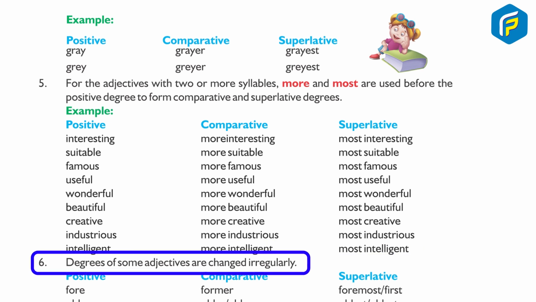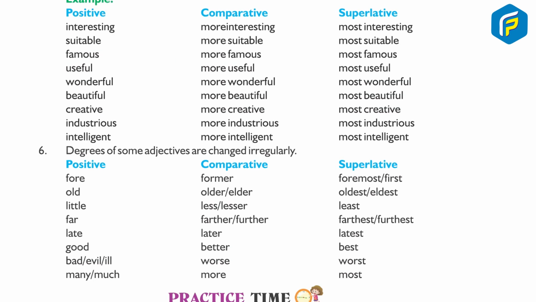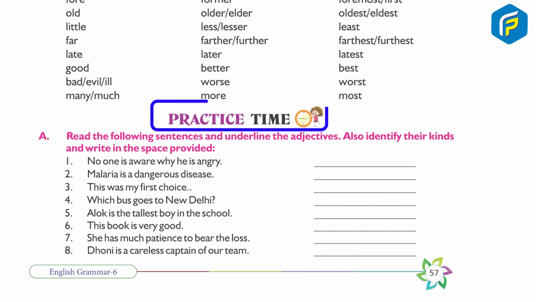6. Degrees of some adjectives are changed irregularly. Positive, comparative, superlative. Former, foremost, first. Old, older, elder, oldest, eldest. Little, less, lesser, least. Far, farther, further, farthest, furthest. Late, later, latest. Good, better, best. Bad, evil, ill: worse, worst. Many, much: more, most. Practice time.